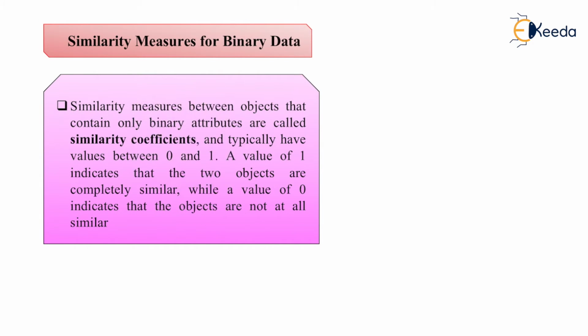Next, for the binary data. Similarity measures between objects that contain only binary attributes are called similarity coefficients and typically have values between 0 and 1. A value of 1 indicates that the two objects are completely similar, while a value of 0 indicates that the objects are not at all similar. See, 1 means both are similar, because that is the similarity. And 0 means the objects are not similar. Be in that mindset, okay?